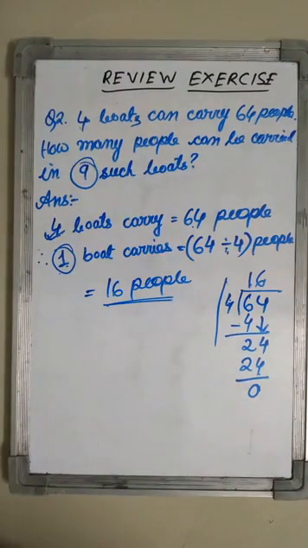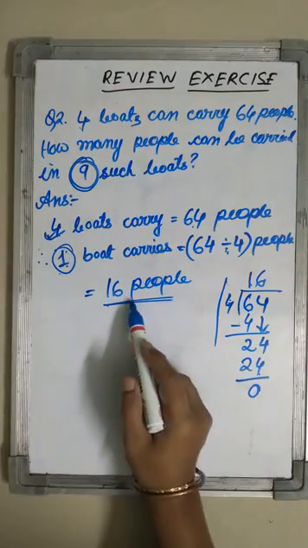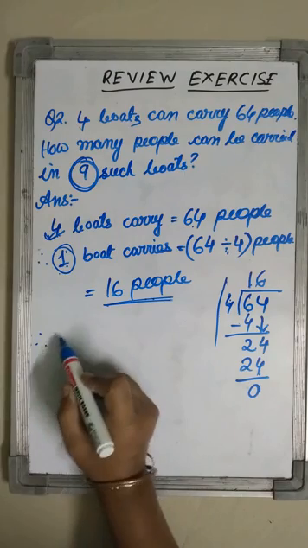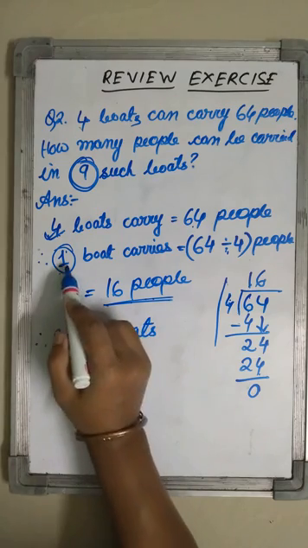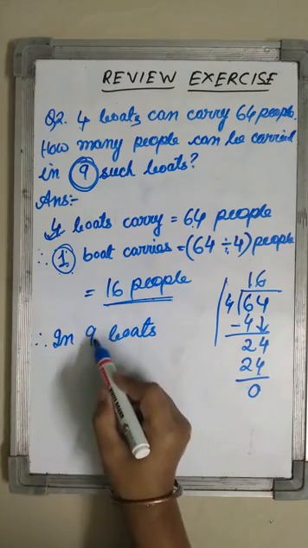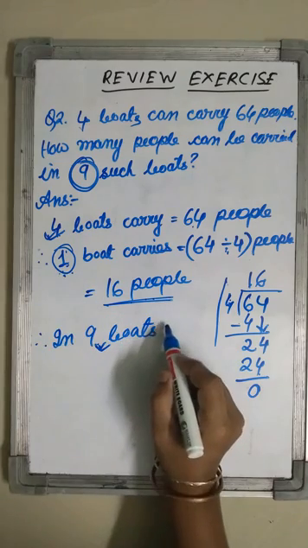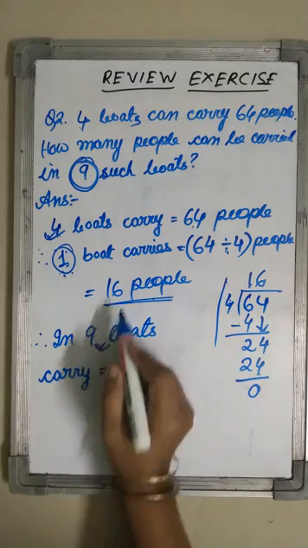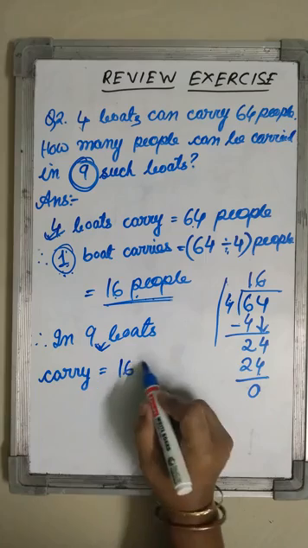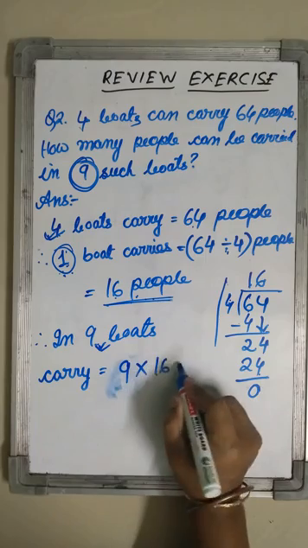For 9 boats, how many people can travel? In one boat 16 people can travel. Therefore in 9 boats, 9 is greater than 1. You see, 9 is greater than 1. 9 boats carry, so it is multiply: 16 people, or you write 9 into 16 people.